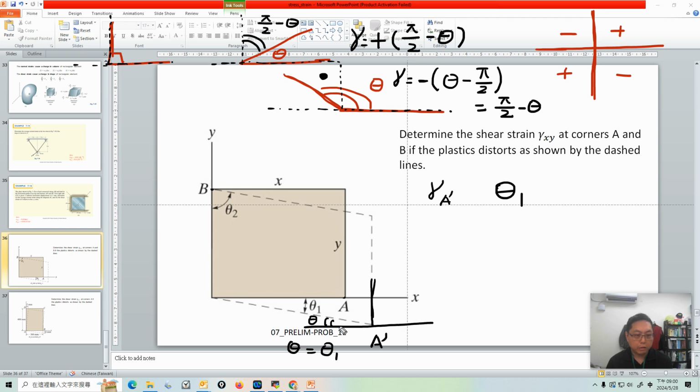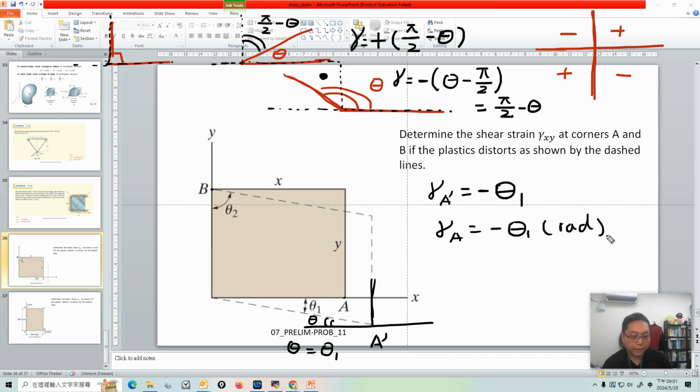But is it positive or negative? Very important here. This change is in this quadrant. See, the change here is in this quadrant, so this quadrant is negative. So that's the answer: the shear strain at A prime is minus theta 1, and the unit is radian.